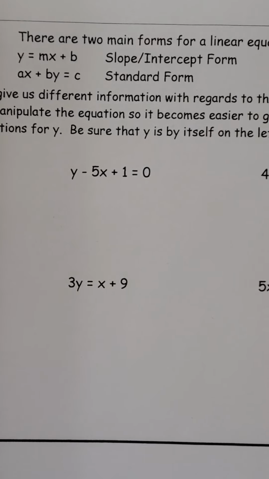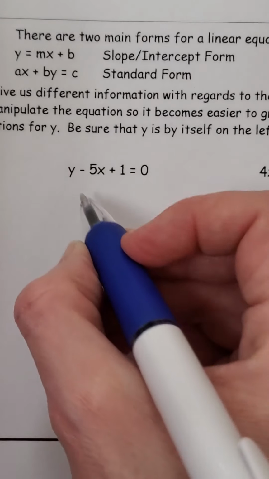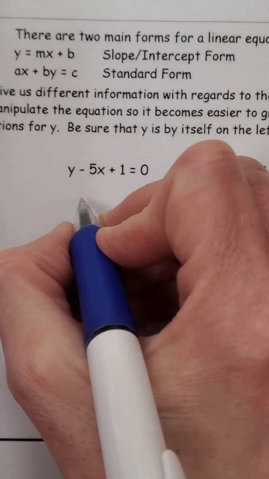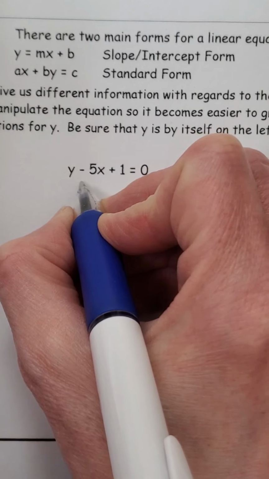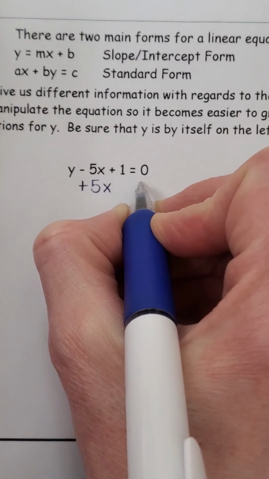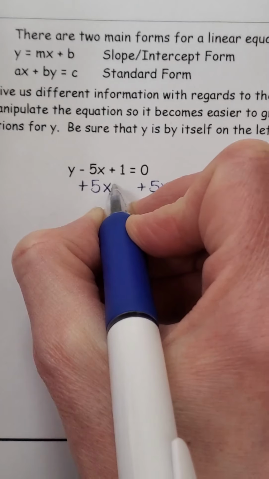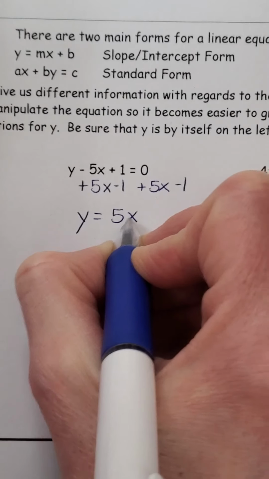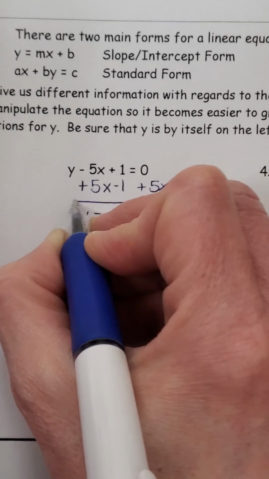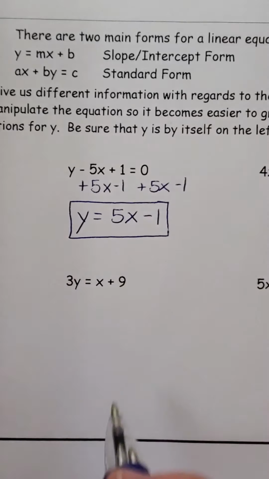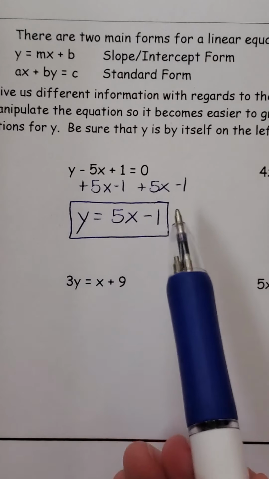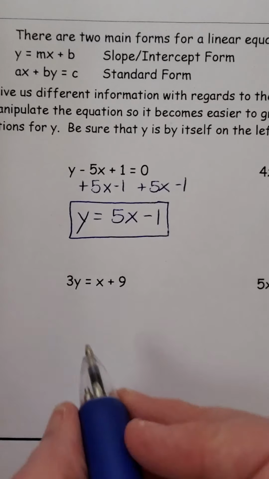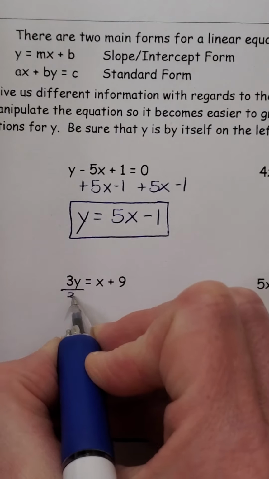Moving on. Now we can do multiple steps at once. We can add 5x to both sides and subtract 1 at the exact same time. So let's go plus 5x, plus 5x. It's a little tight there, but then we end up with y equals 5x minus 1. And if you notice, anytime we bring a term from the left side to the right side, or from the right to the left, it becomes the opposite of what it was. So here, we'll just divide by the numerical coefficient.